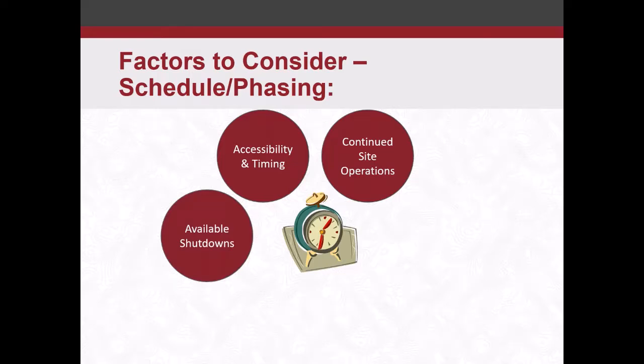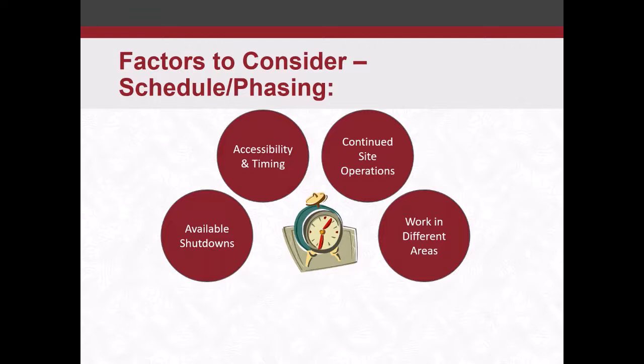Available shutdowns. This is big when you're doing insulation removals. If you have a steam system, can you shut down steam during the summer months to get abatement done? Do you have backup plans? All that needs to be accounted for up front.